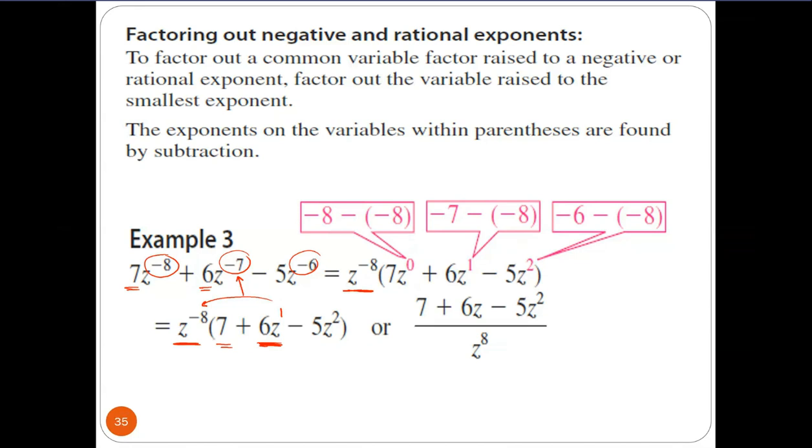Okay? Look at this, negative 6. We need to take negative 8, so put 2, because 2 with negative 8 equals negative 6. Sorry.